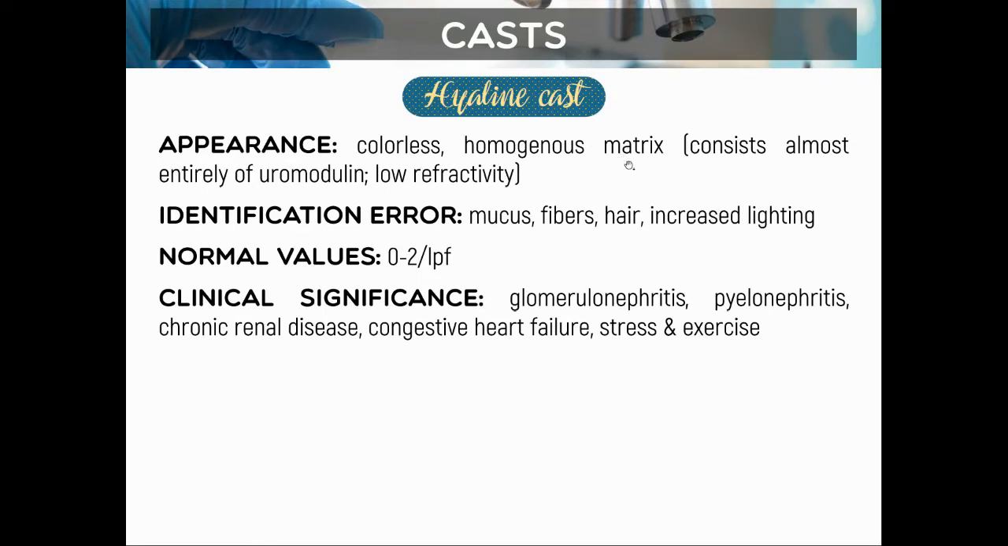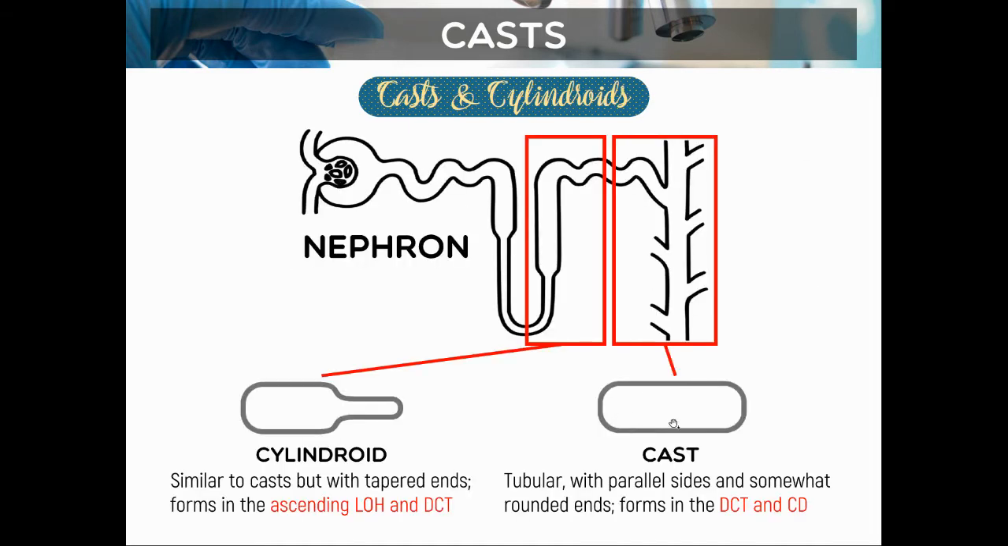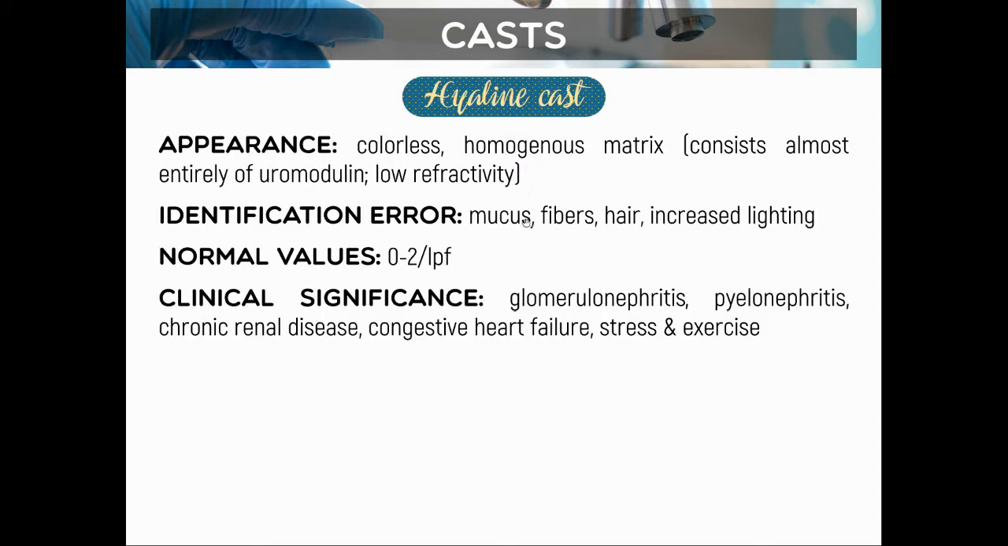So again, the hyaline cast is like the mother of all casts, because it is responsible for the shape of the casts, since its composition is almost entirely uromodulin. So that form is the hyaline cast. There is nothing inside it. Hyaline casts are seemingly normal under the microscope, with a normal value of 0 to 2 per LPF. Again, casts are viewed under low power field, or low power objective.